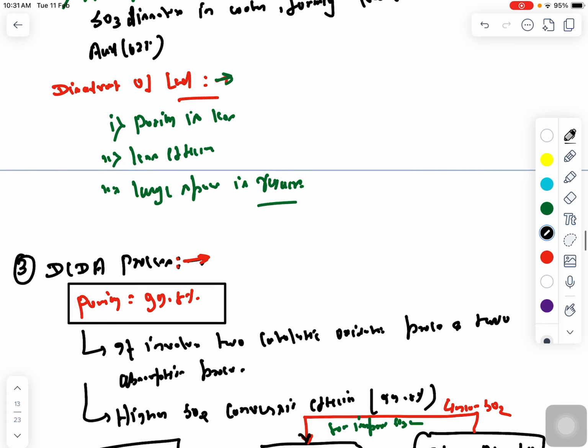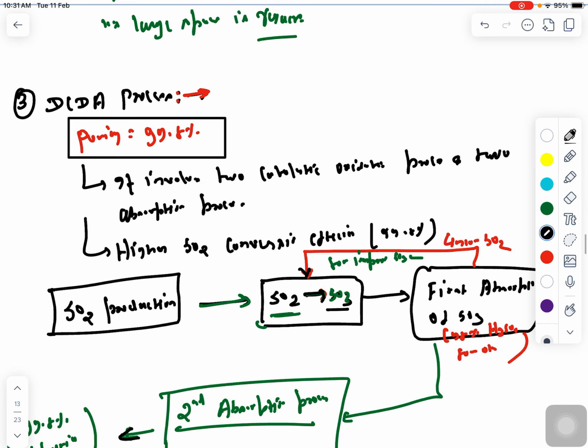Okay, so this is all concept that is related to the H2SO4 production, that is contact process, lead chamber process, and DCDA process, where you have seen that DCDA process is very much important. And DCDA process produces a higher purity of H2SO4 compared to the others. Is that clear?